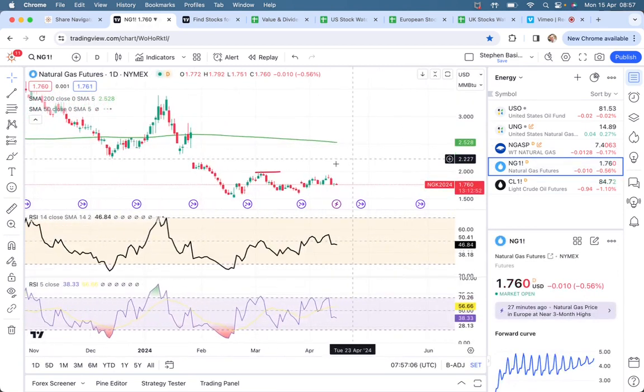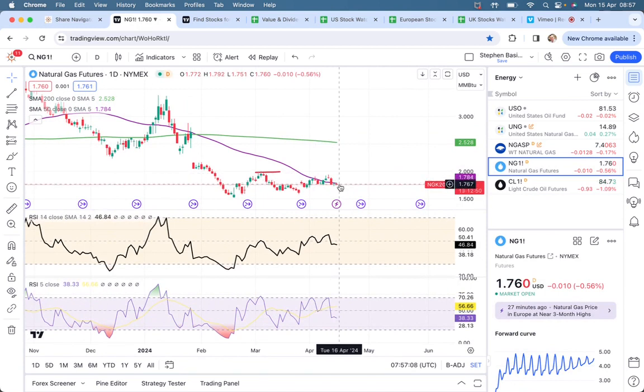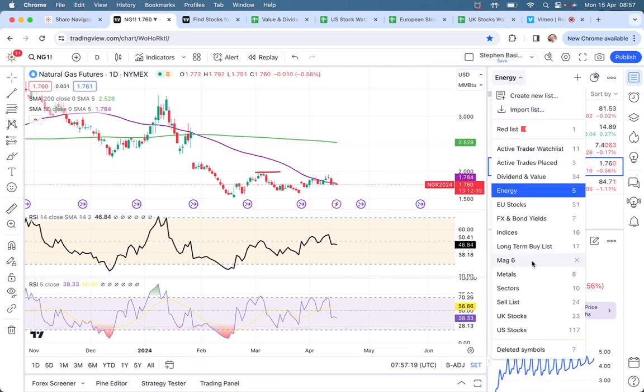And natural gas as well is just marking time at this moment. Still below that 50-day moving average. We want to see it trade above it and then ultimately break above 2. So the narrative hasn't changed on natural gas at all in the last while.